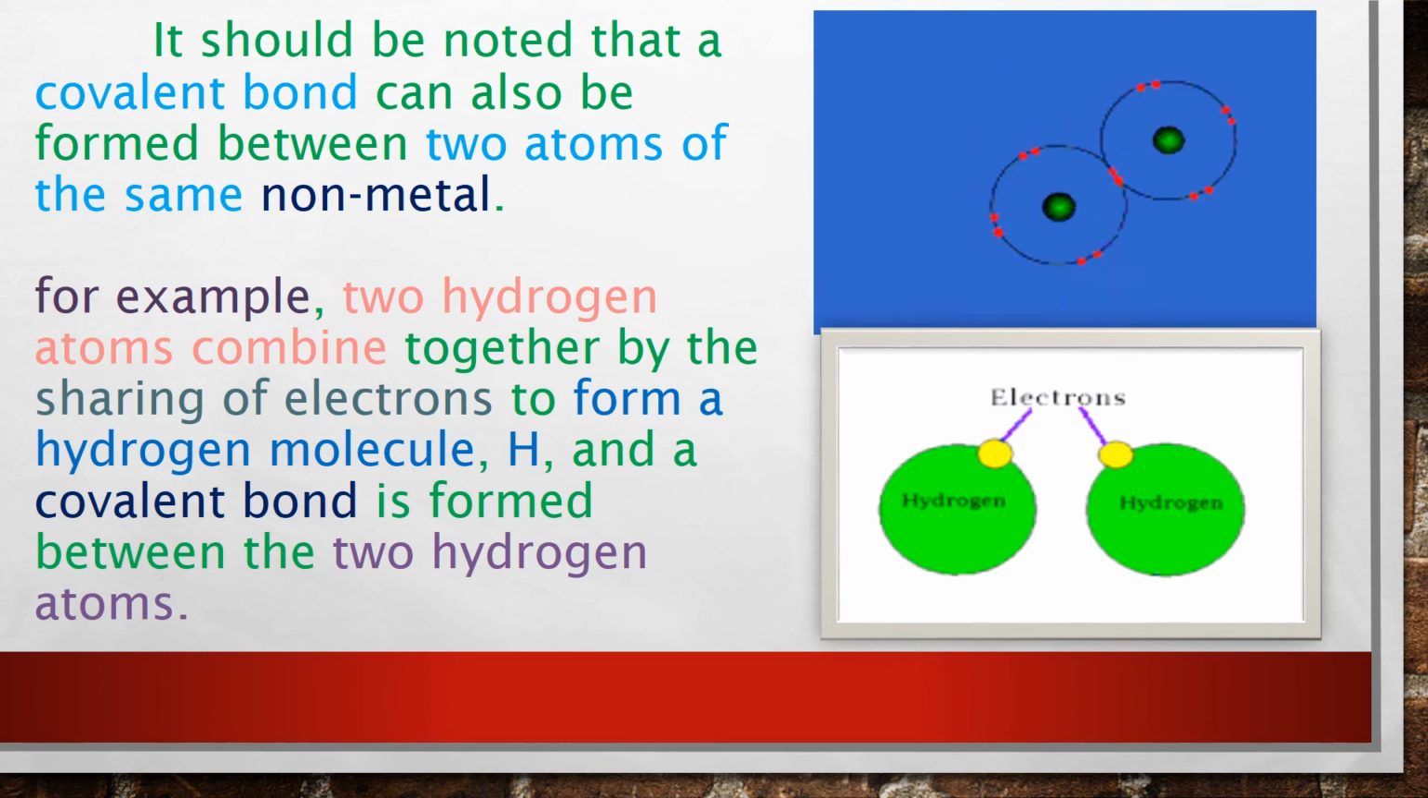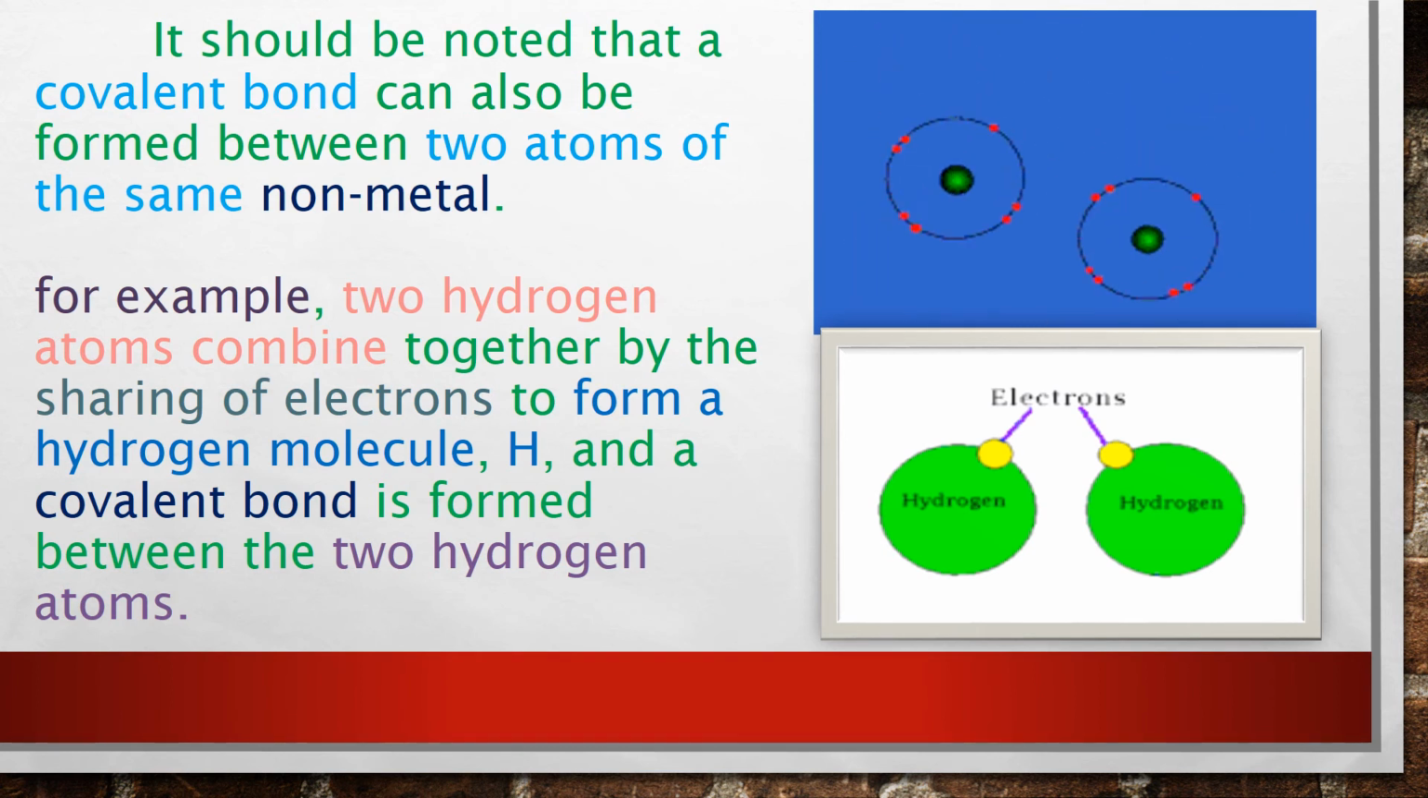It should be noted that a covalent bond can also be formed between two atoms of the same non-metal. For example, two hydrogen atoms combine together by the sharing of electrons to form a hydrogen molecule, H2, and a covalent bond is formed between the two hydrogen atoms.